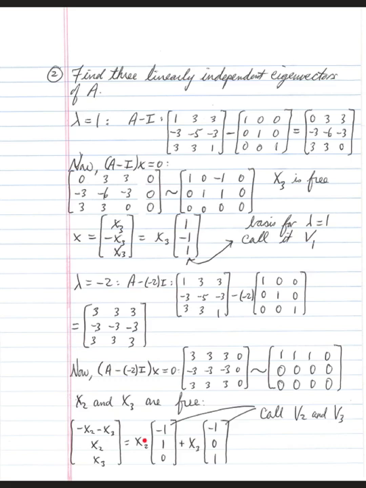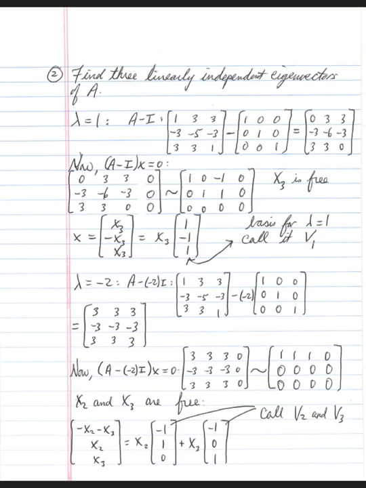Factoring out an x2, or pulling it out, you have a negative 1, a 1, and a 0 for the x2's. For x3, you have negative 1, 0, and 1. These two eigenvectors I'm going to call V2 and V3. Now, it's very important here.